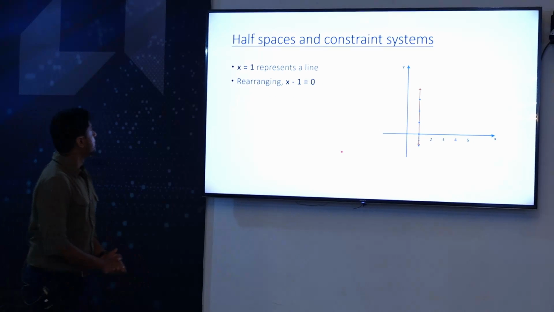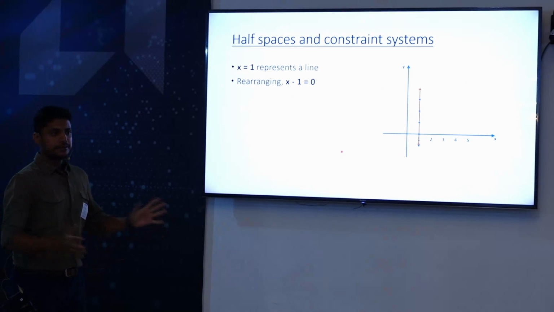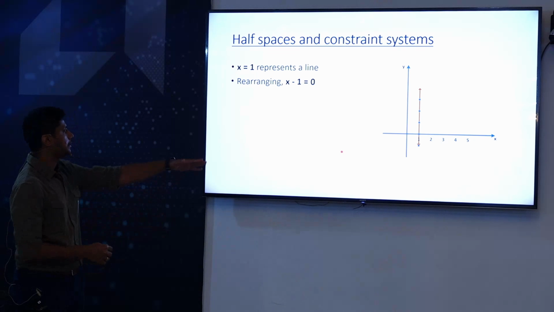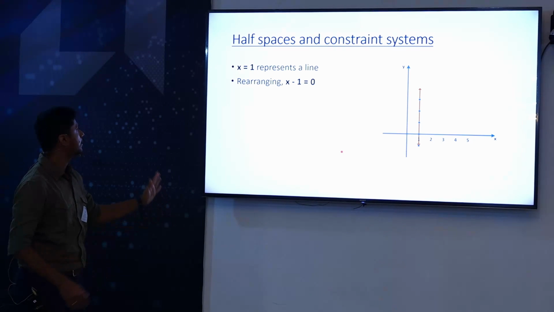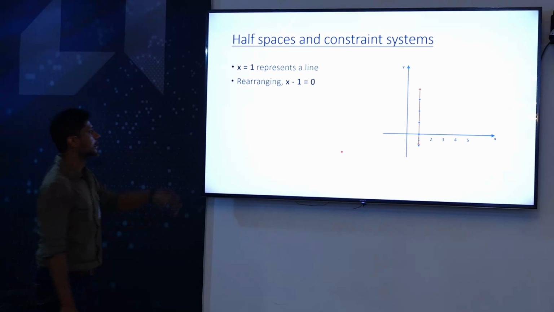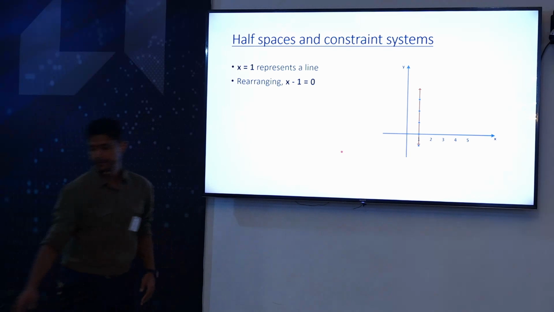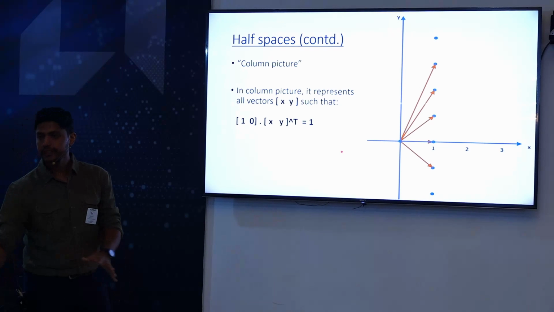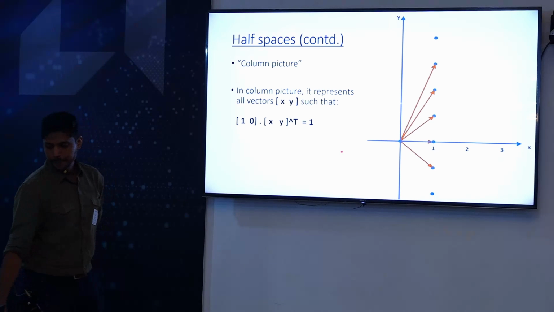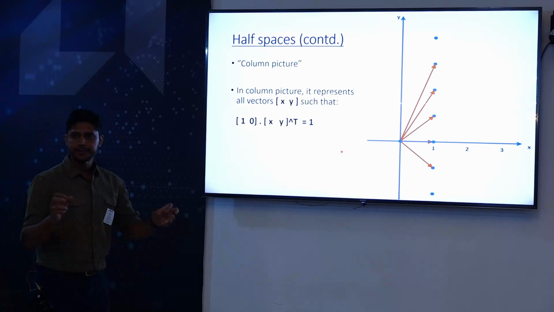Okay, so x equal to 1 represents a line, right? We'll go back to mathematics. X is there, y is perpendicular, x minus 1. This is the rearranging and this is the line. Simple. I'm just reusing the previously created slides. Again, we'll go to the same x equal to 1 or x minus 1 equal to 0. There is something called a column picture of looking at things.